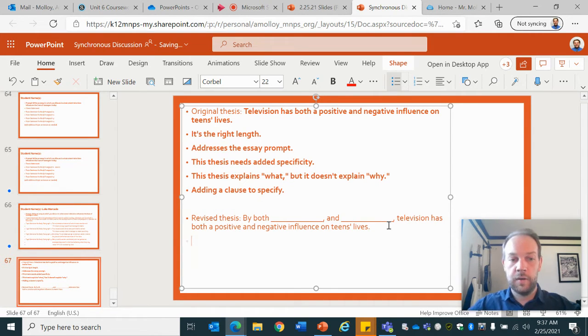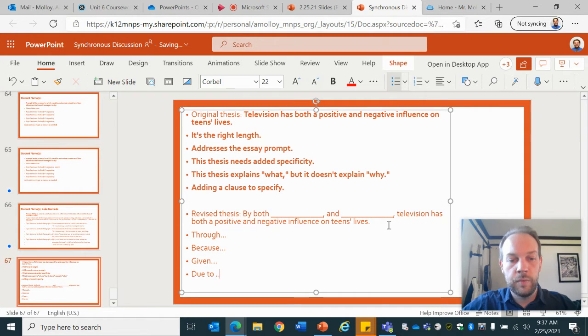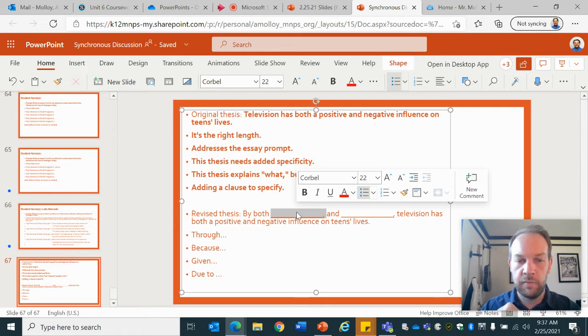You can use other phrases or dependent clauses as you would like. You don't have to just use by. You can say through blank and blank. You could say because, given, due to. So a lot of different ways to do it. But let's go ahead and use by, and we can revisit this.